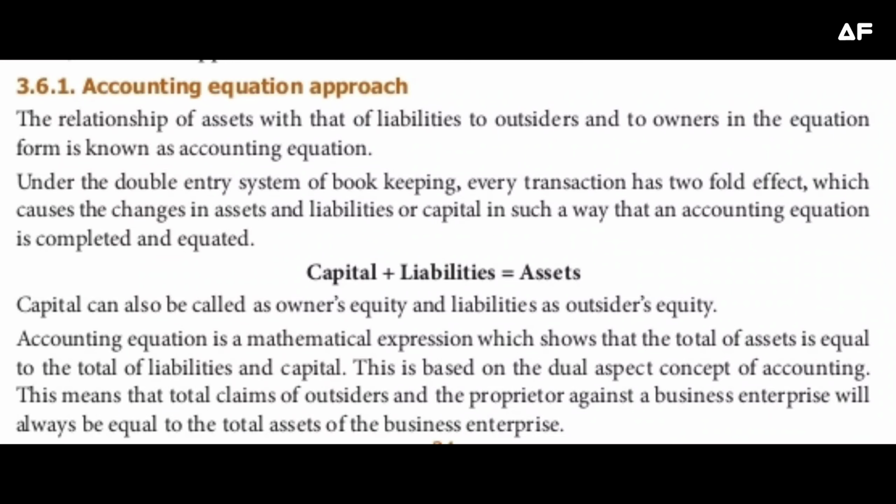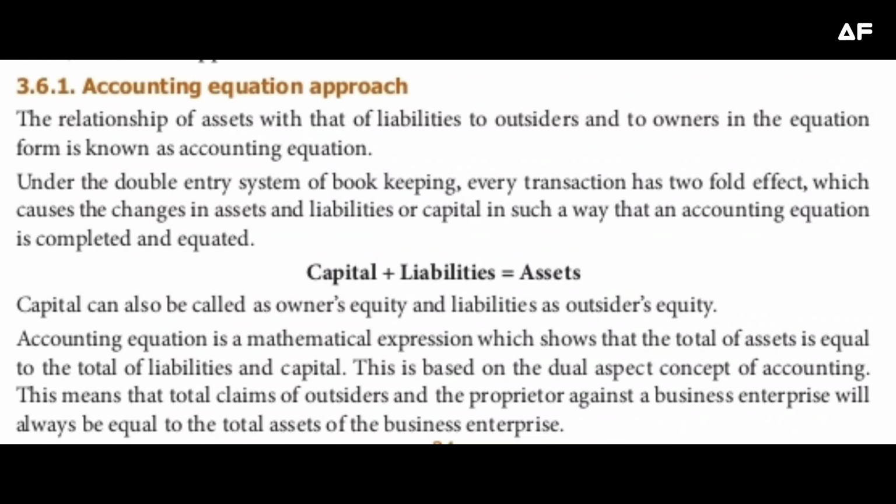In this video, we are going to look into the accounting equation approach, and in this approach, we are going to equate the proprietor's obligations or the capital along with the assets which the business owns. This approach comes under the double entry system of bookkeeping. That is, every transaction has two effects, namely the debit effect and the credit effect.